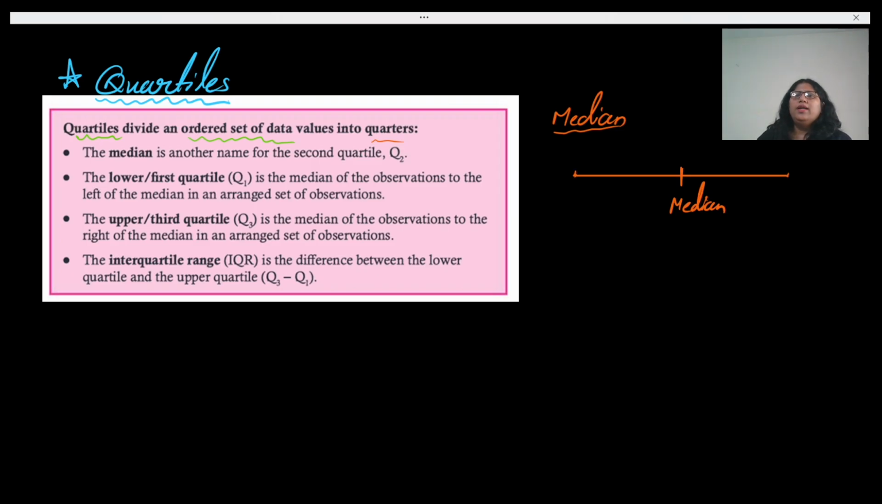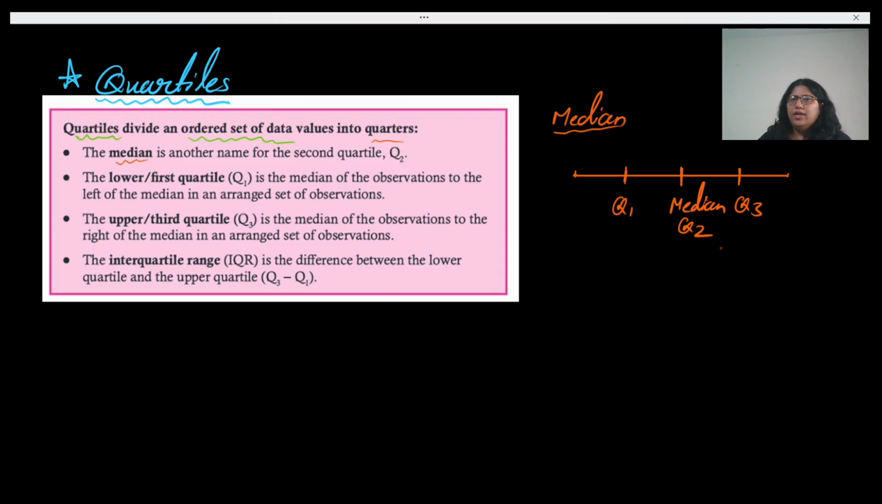Now the lower quartile means it is going to be 1/4 here, which is known as Q1. Q2 is going to be the median because it is the middle value. Now, if you will see, the whole data is divided into four parts. So Q3 is nothing but the third quartile or upper quartile. The median is another name of the second quartile, which is Q2.